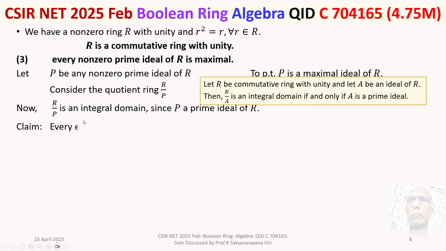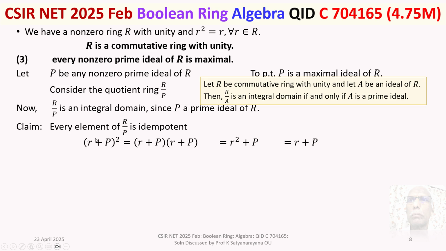Now we claim that every element of R by P is idempotent. For this, let us take (r plus P) whole square, that is (r plus P) into (r plus P). Now recall the multiplication of two additive left cosets. (r plus P) into (r plus P) is r square plus P. But we know r square is equal to r for all r. So it will be r plus P. So every element of R by P is idempotent.